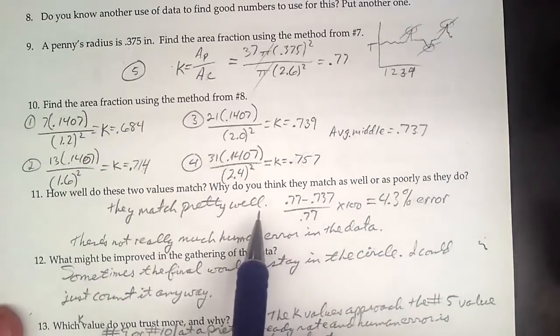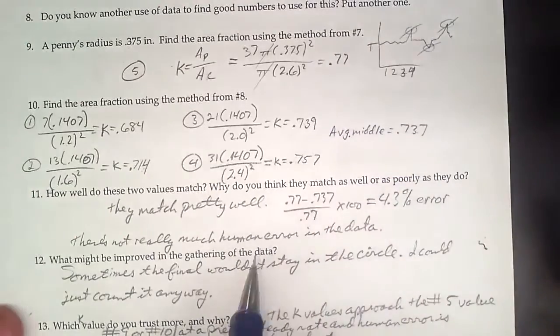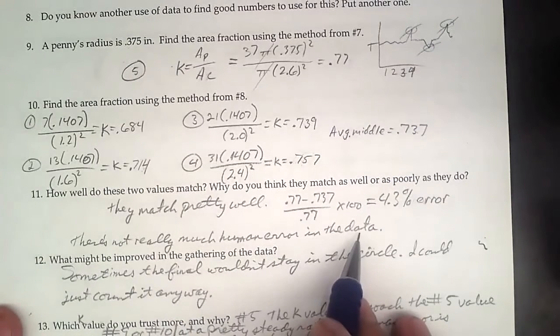Well, they match not so bad. It's only 4.3% different between these and those. But that's probably because there's really not much human error in the data. You know, it's not hard to drag those virtual pennies into that virtual circle. And you can just practice and jam them in and move things around until you get a good piece of data. So there's not really much human error in there at all.